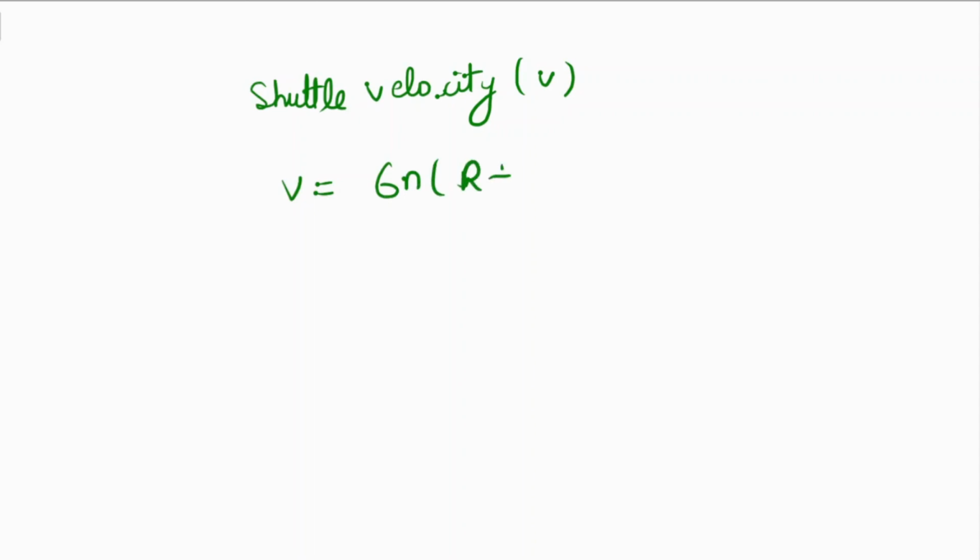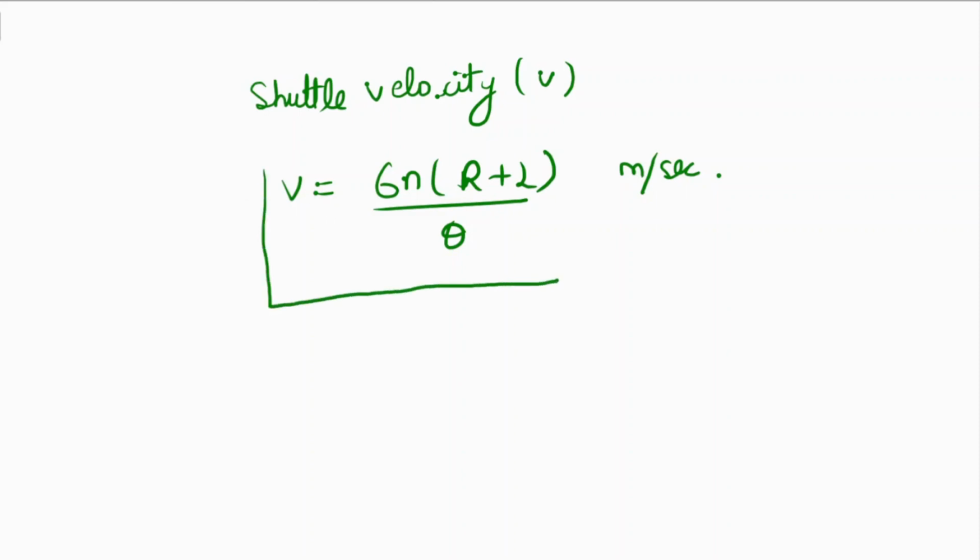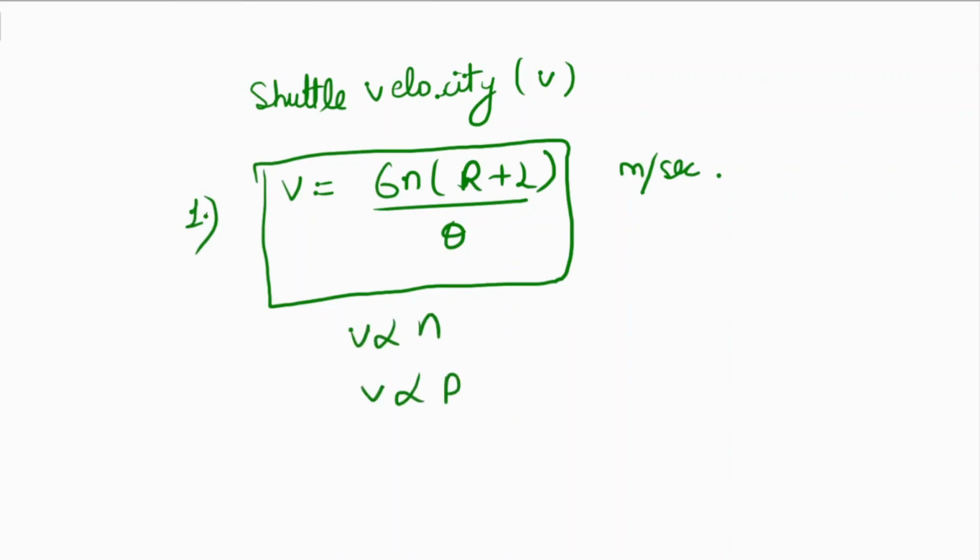So the question that is asked in the GATE examination: shuttle velocity. Shuttle velocity is represented by V. So the formula is V is equal to 6N (R plus L) upon theta, in meter per second. So what we can deduce from this formula is V is directly proportional to N, and V is directly proportional to R.